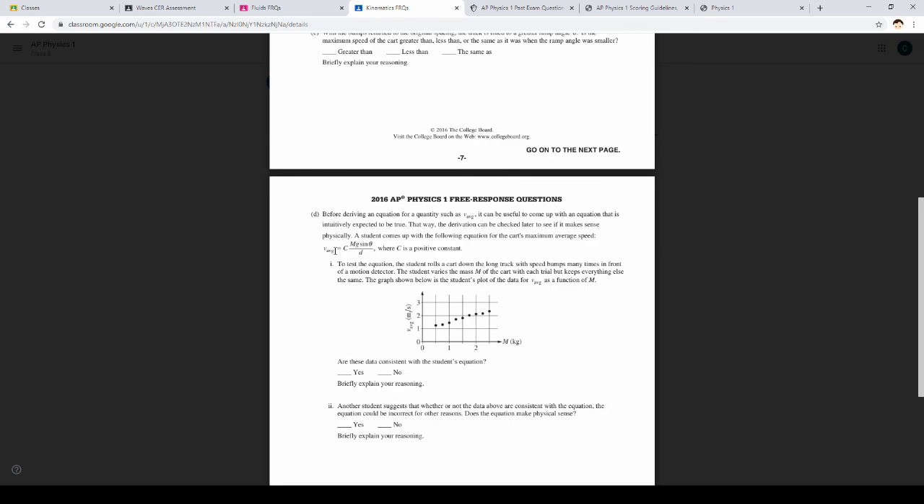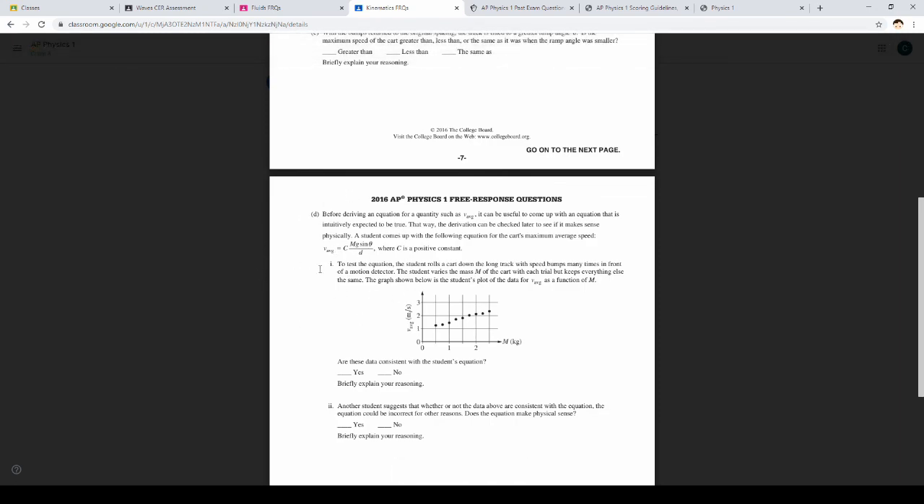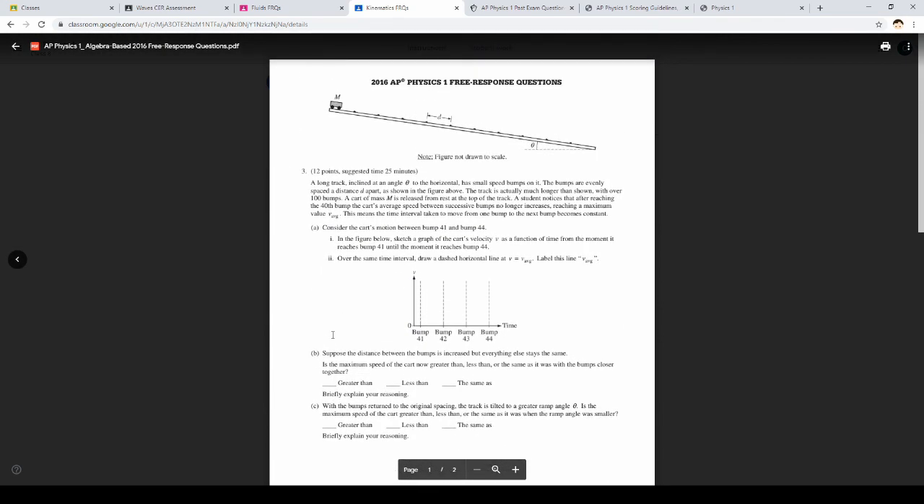Make sure that in your analysis you directly reference the equation. You don't try to make your own equation. Only derive your own equation if the verb given to you in the question says to derive an equation. This said to briefly explain your reasoning. And that'll do it for this video response on these two Kinematics AP FRQs.